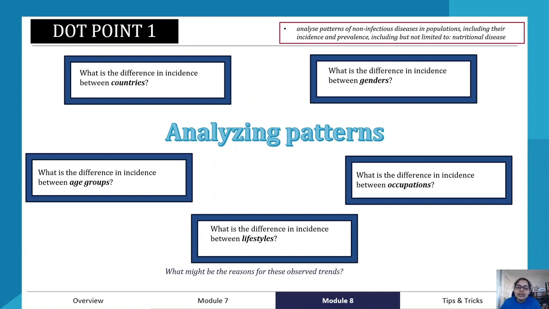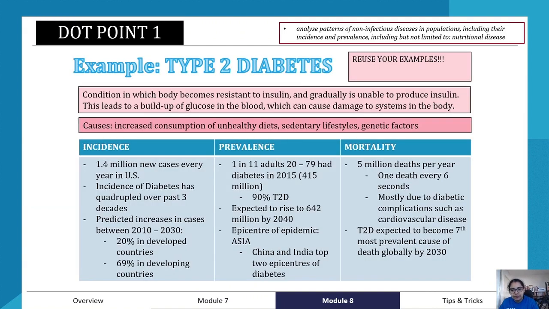So we are essentially then looking at the reason for these observed trends. These are the trends, but why are they there? And in the example I gave you earlier with countries and occupations, it's because of certain environmental and lifestyle factors.